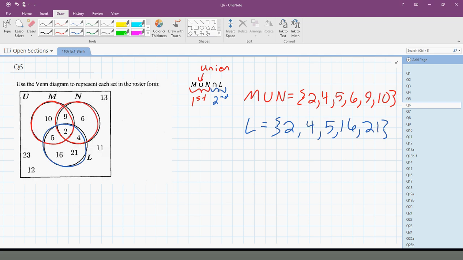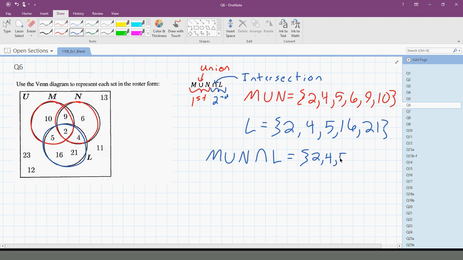Now when you look at the intersection of this, intersection is all about, and that's what this little symbol right there is, what's in common. So what's in common between those two sets? 2, 4, 5. There you go. And you can see that in our picture right here. Underneath my little squiggles right there were 2, 4, and 5. Cool beans? All right. Next guy.